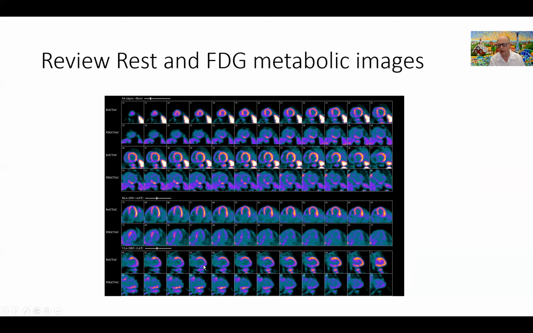You have an inferior wall defect that fills beautifully with FDG, indicating a perfusion-FDG or metabolic mismatch, indicating again the presence of hibernation. This is the hallmark of hibernating myocardium on FDG images when you compare the rest images with a perfusion defect with increased uptake of FDG, preferentially in the area of the perfusion defect.